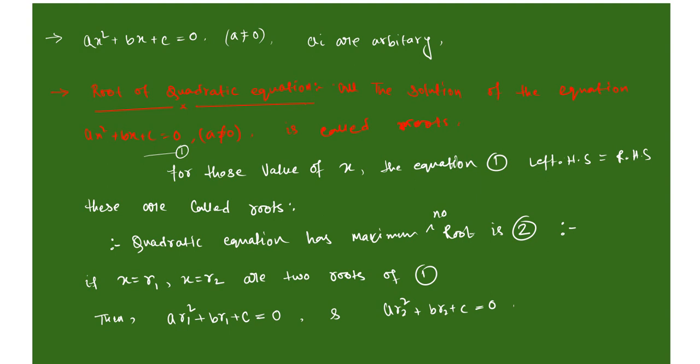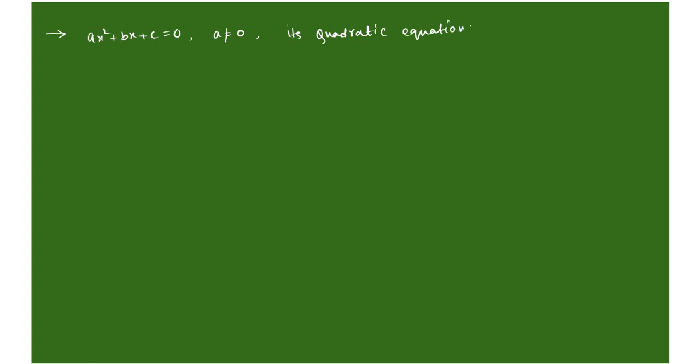Okay, now if we try to understand the geometrical interpretation of this root, suppose ax square bx plus c is equal to 0, where a is not equal to 0. It's some quadratic equation.